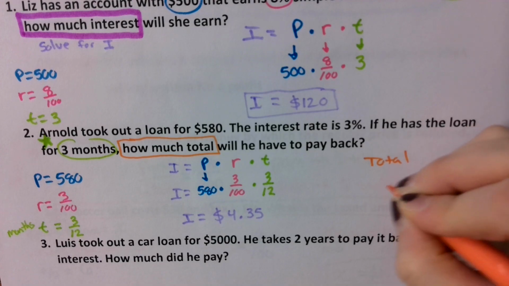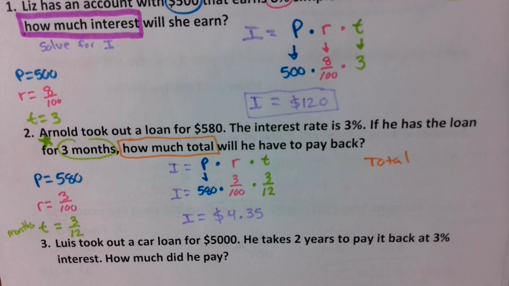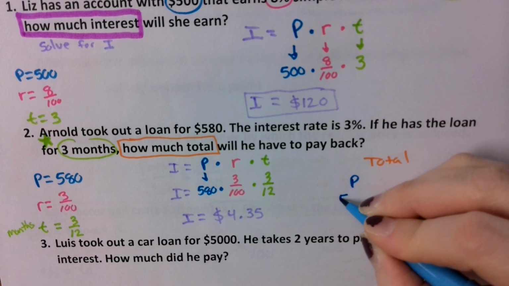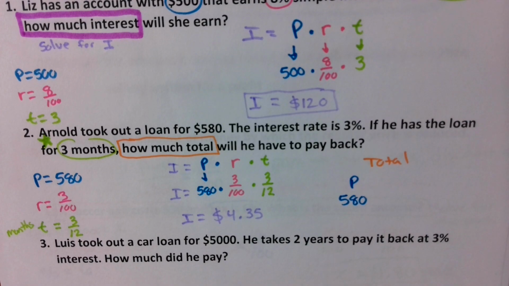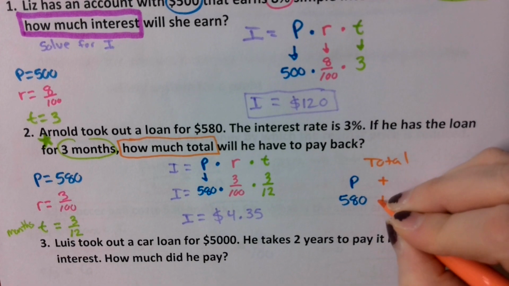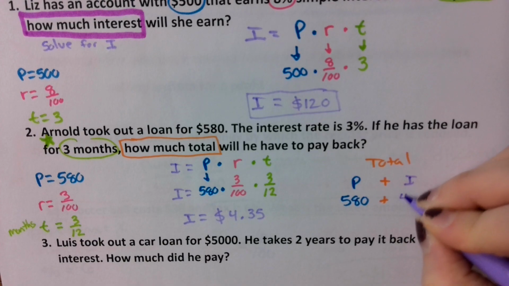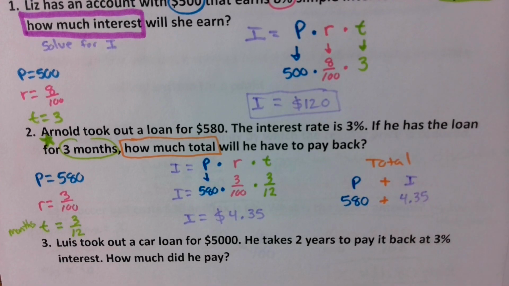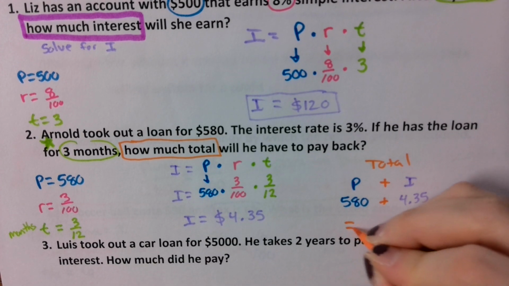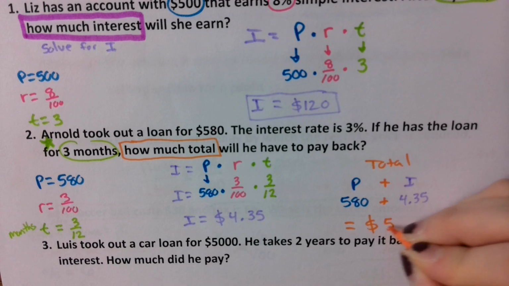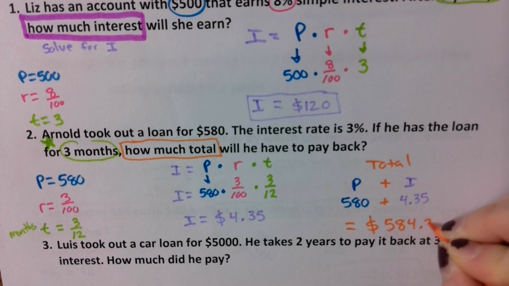So for our total, we're going to take the principal, 580, and we're going to add it with the interest, which was $4.35. So our total amount is $584.35.